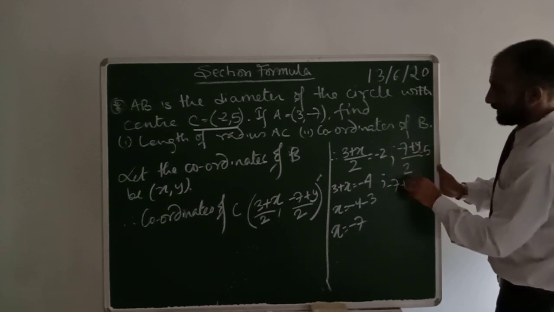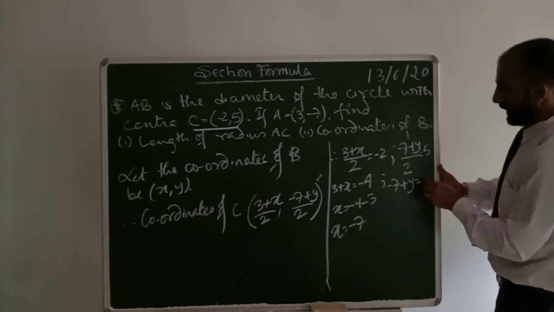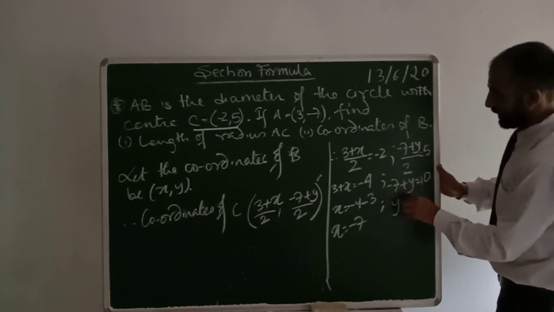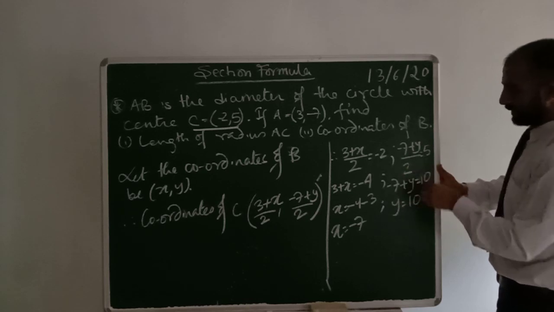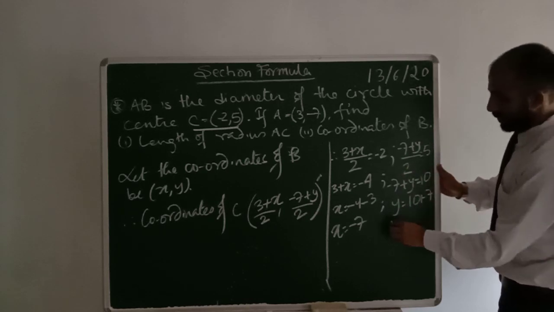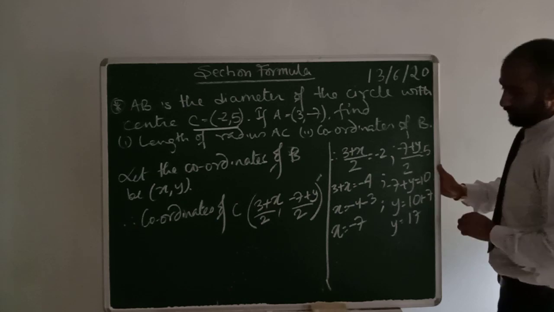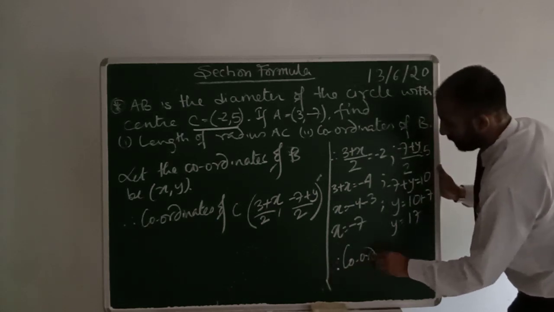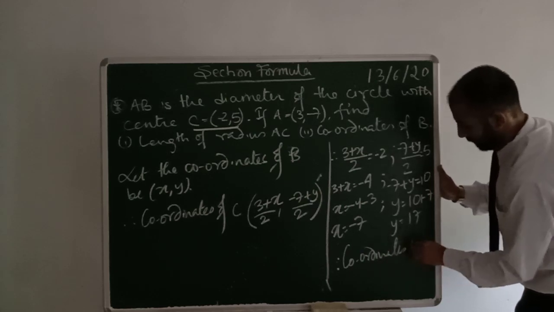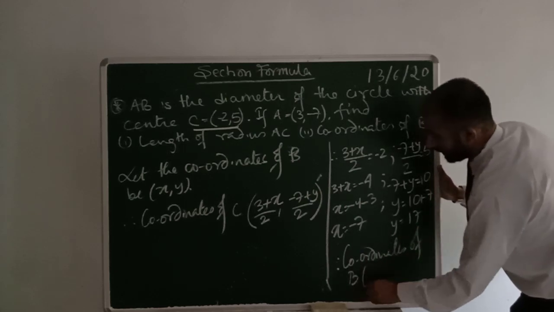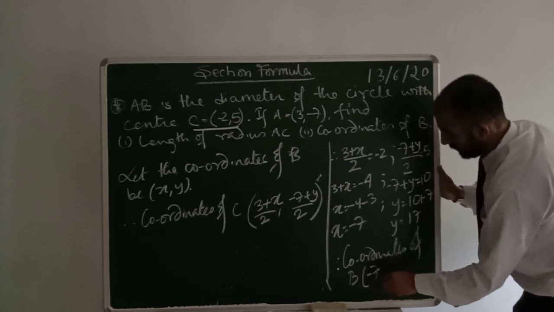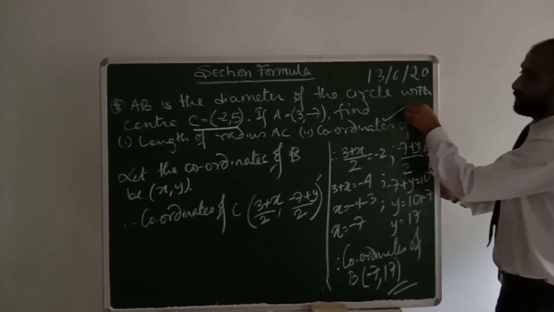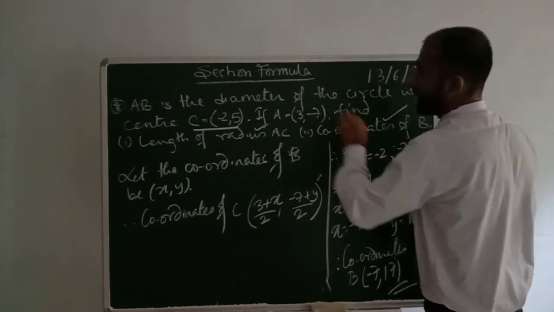-7 plus y equals 2 fives are 10. That means y equals 10 minus 7... going to this side plus 7, y equals 17. Therefore, the coordinates of B, we got x as -7, y as 17. So we got the coordinates of B, we got the radius AC.